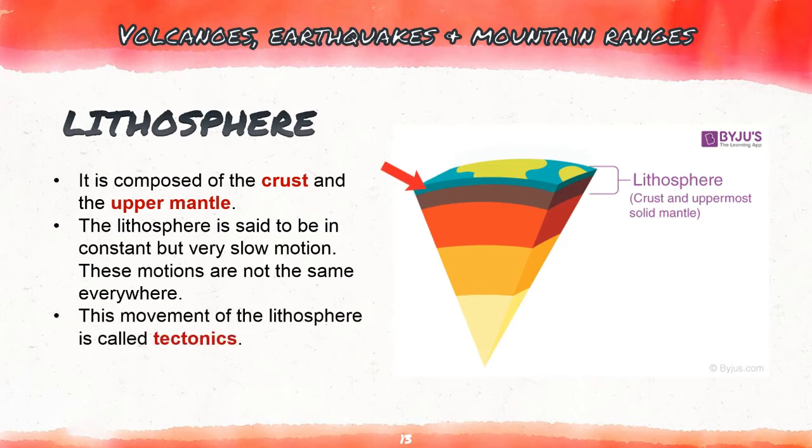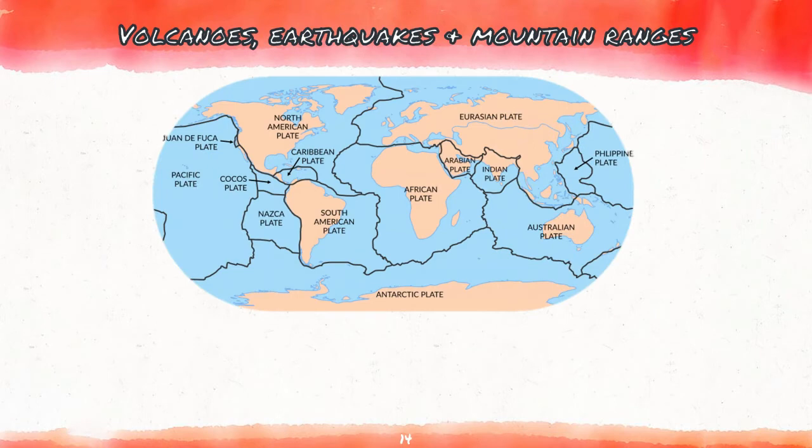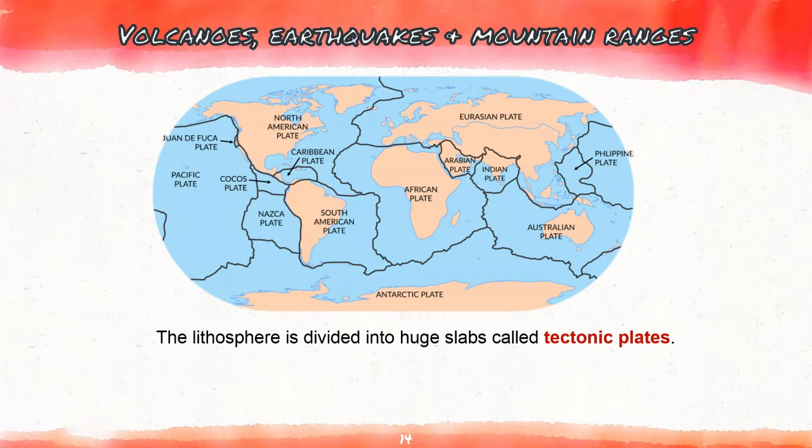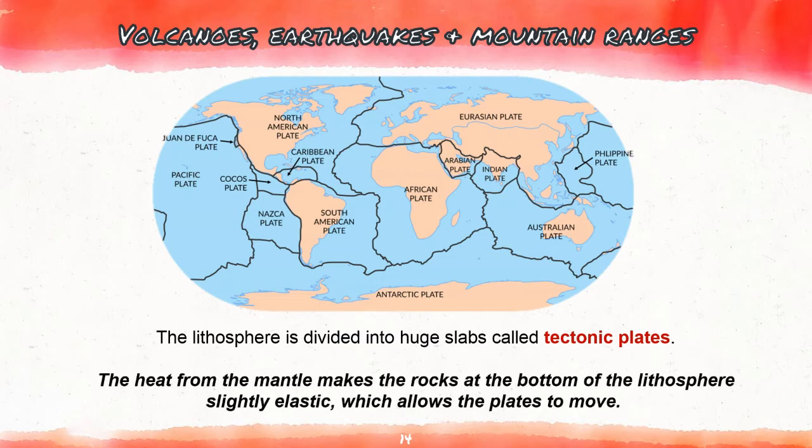This movement of the lithosphere is called tectonics. When you look at this particular illustration, we can see that the lithosphere is divided into huge slabs called the tectonic plates. It is said that the heat from the mantle makes the rocks at the bottom of the lithosphere slightly elastic, which allows the plates to move.